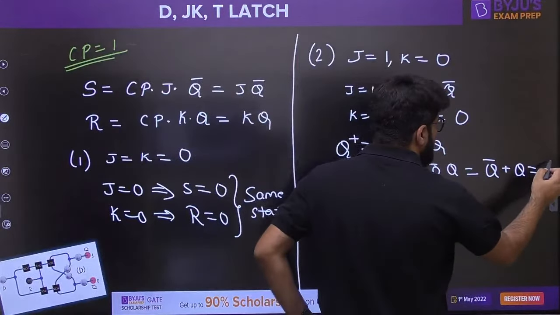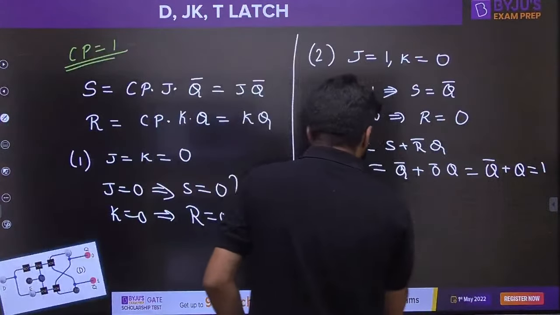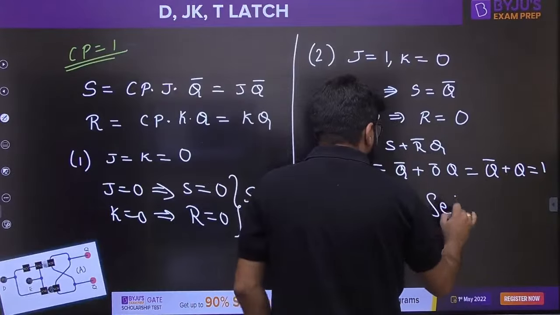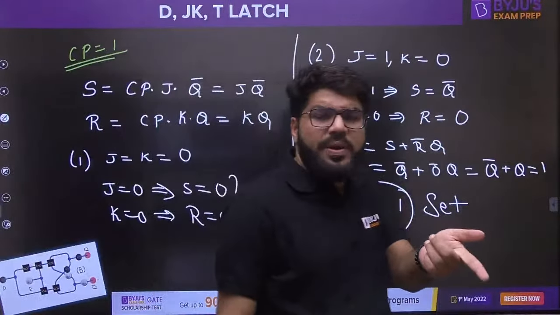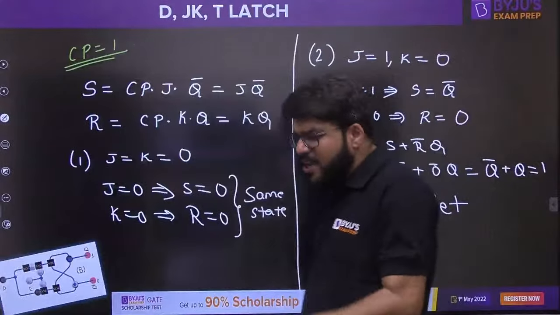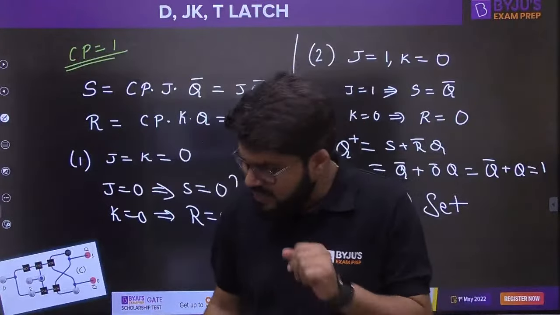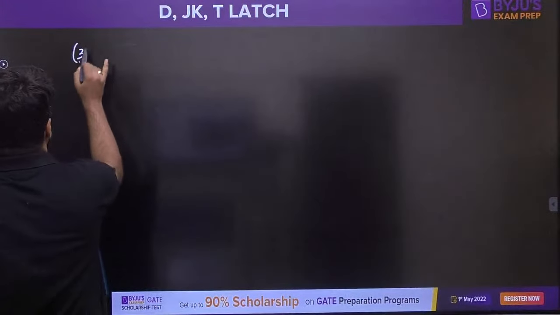What is Q bar plus Q? Boolean rule, guys: X plus X bar is equal to 1. So Q plus is equal to 1. That means the device is now set. So just like S equal to 1, R equal to 0, when you apply J equal to 1, K equal to 0, the device is set. This is also similar.